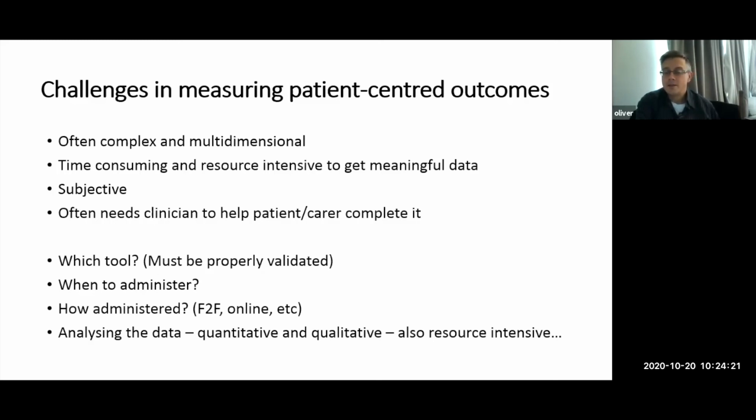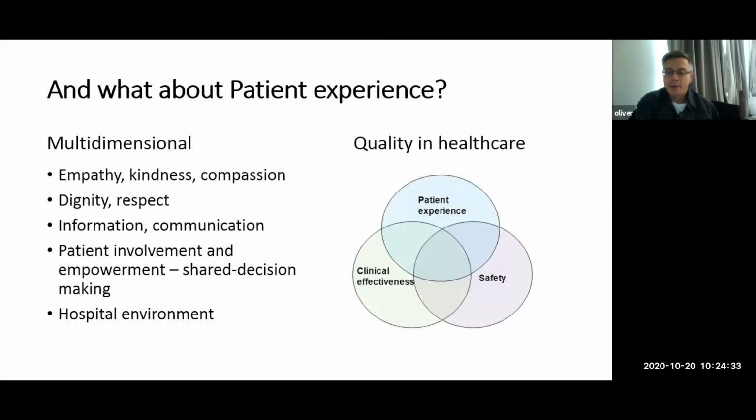And the data that you get out of these, you can often end up with a mixture of quantitative and qualitative data, which is obviously quite resource intensive to analyze. And then what about patient experience? Well, patient experience is similarly multidimensional, but there's a lot of interest in patient experience because it's been defined as one of the 3 pillars of quality in healthcare, if you like.